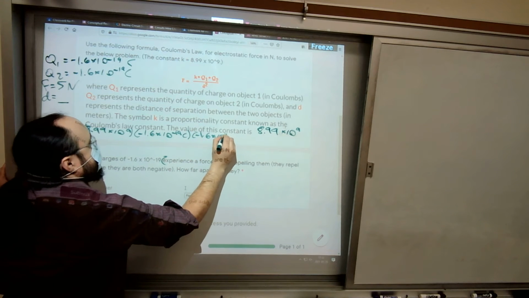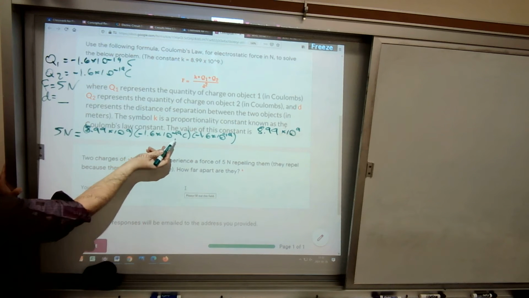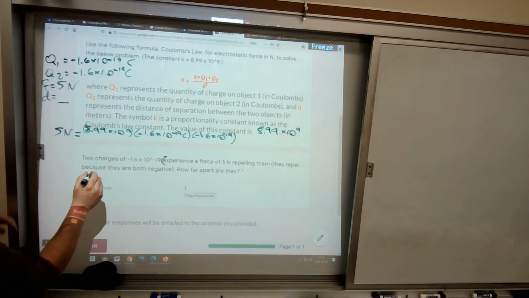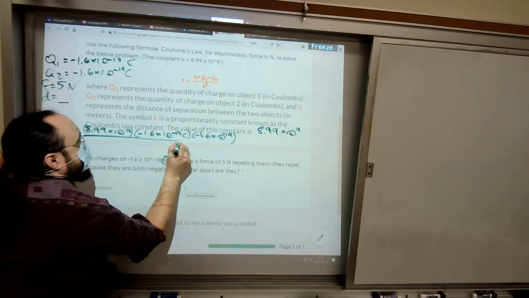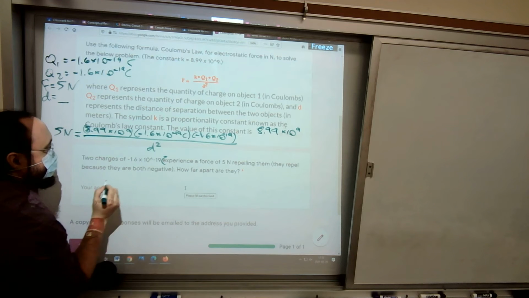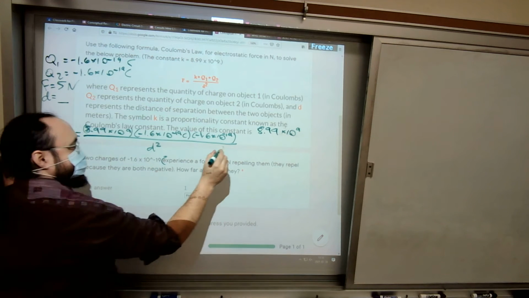The reason we're seeing these numbers, that negative 1.6 times 10 to the negative 19, a lot is because that is the charge on an electron. So I could have said 2 electrons of that charge. That's the charge on an electron. Anyway, I'm glad we're using familiar numbers because I remember what that is. We're looking for d squared, but let's simplify first.